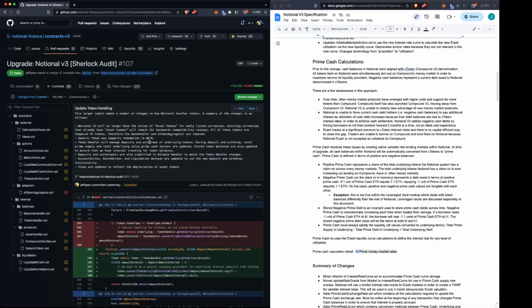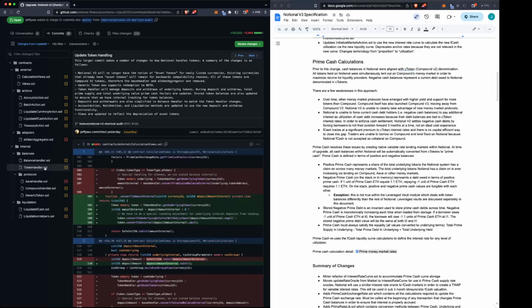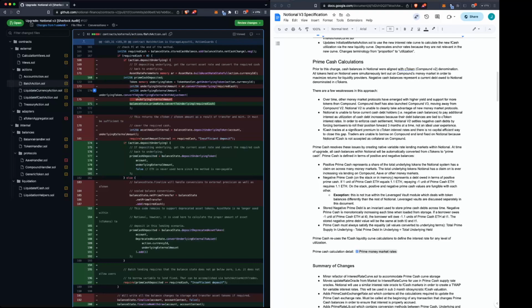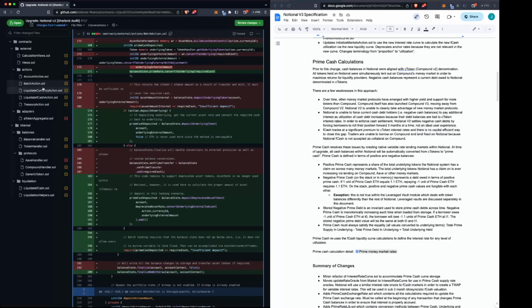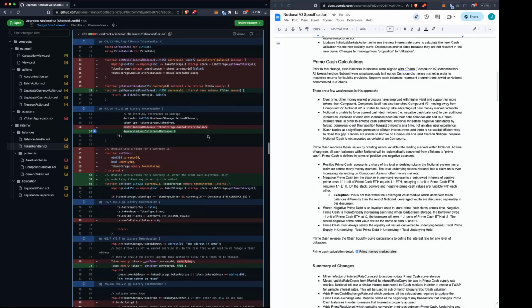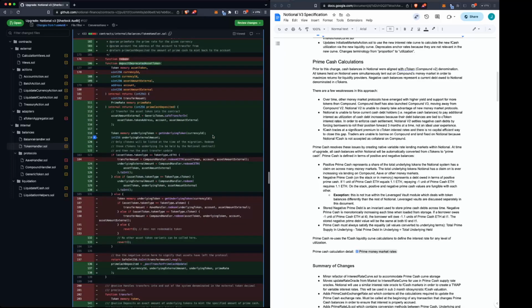Okay, so this one is a much bigger change than balance handling. Token handling undergoes a lot of changes from Notional V2 to V3. The big part of this is that Notional V3 no longer will accept these asset tokens, these C tokens, for newly listed currencies. The bulk of these changes are not going to be seen here. They're going to be in this token handler file, which is essentially rewritten in this change.